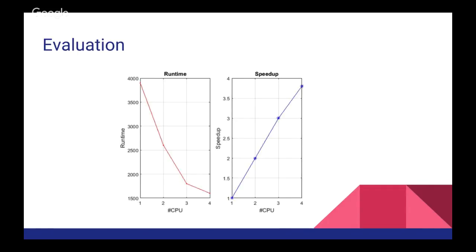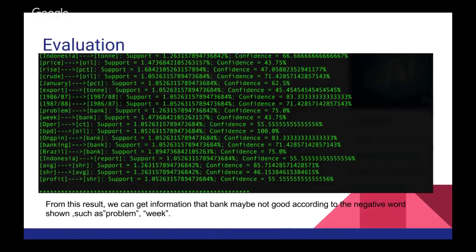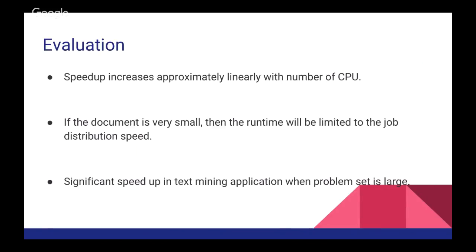These two figures show how runtime and speed change when we change the number of CPUs. Also, this is the screenshot of our program result. From this result, we can get information that bang may not be good, according to the negative words showing, such as problem and weak. So we can find that speedup increases approximately linearly with the number of CPUs.